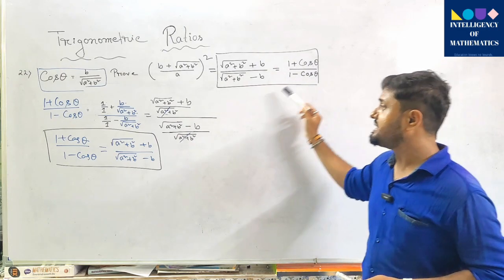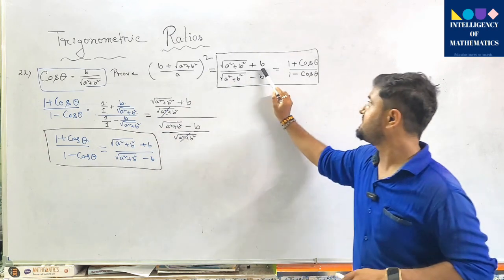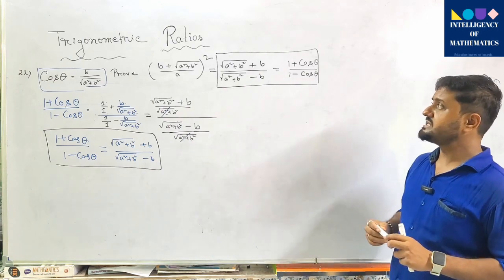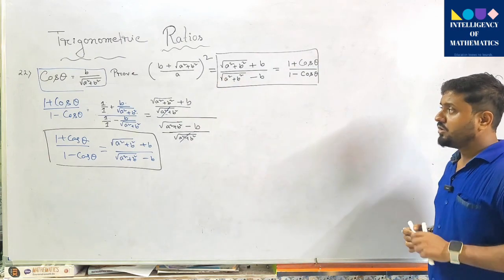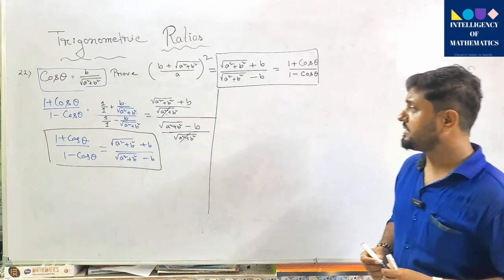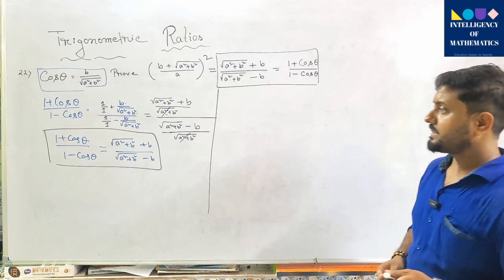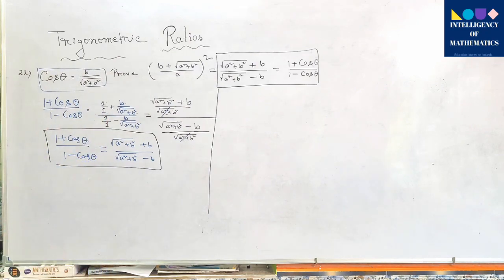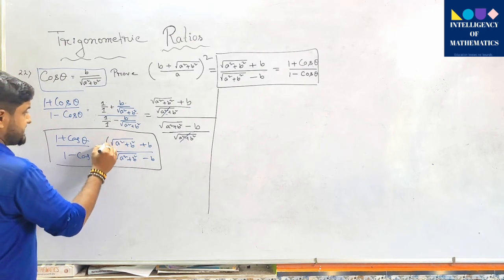1 plus cos by 1 minus cos, whose value is root over this plus b, by root over this minus b. See, we got it. So half of the work is done. Now we'll see this value again coming equivalent to this. Hope you understood this much. Next step, what will we do? Whatever we got there, from there only we'll start. We have already got the value of 1 plus cos by 1 minus cos as this.